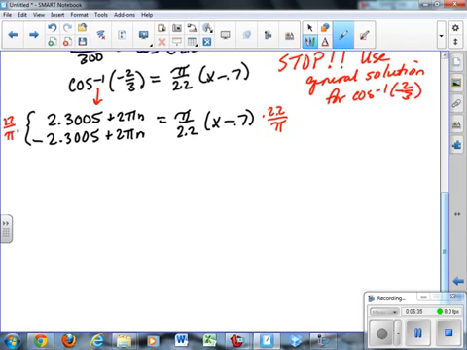Now, on the left-hand side, basically I have three things multiplied together. These two things are reciprocals of each other, so they're just going to cancel out, and it's going to leave me with the x minus 0.7.